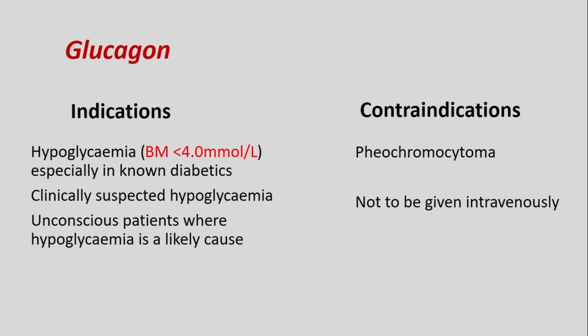Glucagon for injection is contraindicated in patients with pheochromocytoma because glucagon may stimulate the release of catecholamines from the tumour, which may result in a sudden and marked increase in blood pressure, which may lead to multi-organ injury. It is also not to be given intravenously because of the increased chance of vomiting associated with intravenous use.